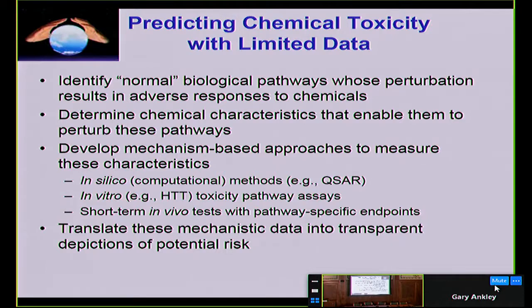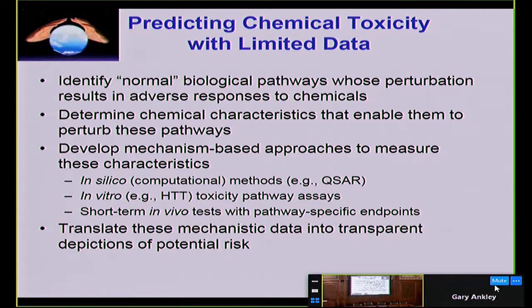The basic approach to doing this, I think, can be captured in the 4 bullets in this slide. First, we need to identify those normal biological pathways that, when perturbed, result in the sorts of things that we consider to be adverse, whether it's changes in reproduction, increases in cancer, etc. We then need to determine those chemical characteristics that enable them to perturb these pathways. Do they interact with enzymes, receptors, membranes, etc.? And then develop what we call mechanism-based approaches, more rapid, cost-effective approaches to measure or predict these characteristics.